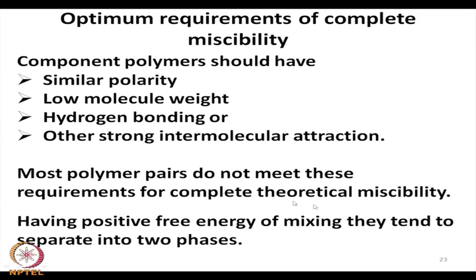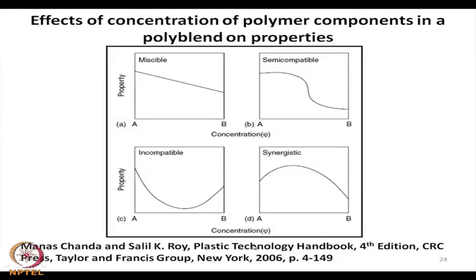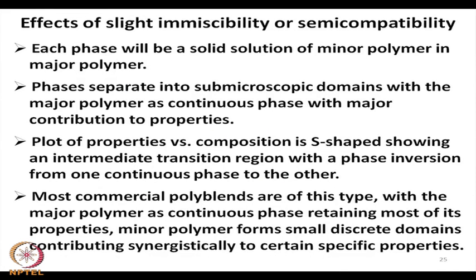Since two component polymers cannot meet the complete theoretical requirement of miscibility, we have to look into their free energy of mixing. If the free energy of mixing is positive, the component polymers will tend to separate into two different phases. Let us proceed towards the other aspect, the semi-compatible part of the miscibility curve, in order to explain miscibility and immiscibility.